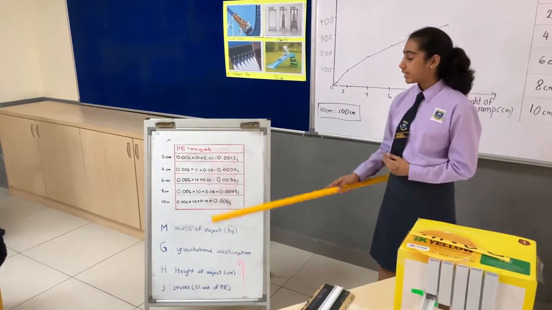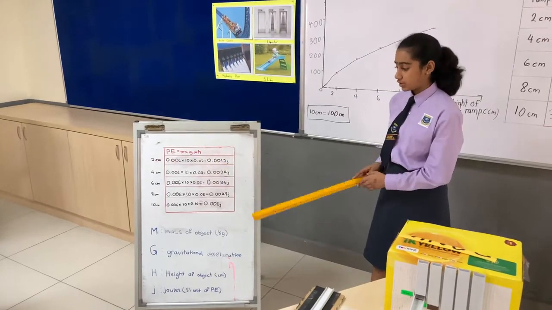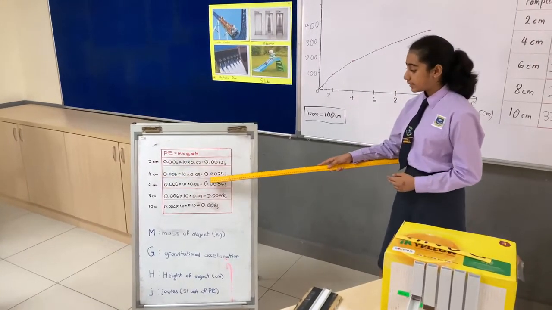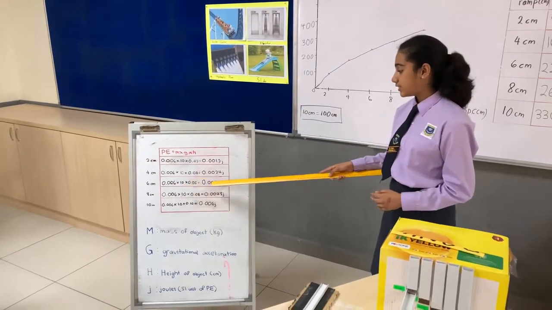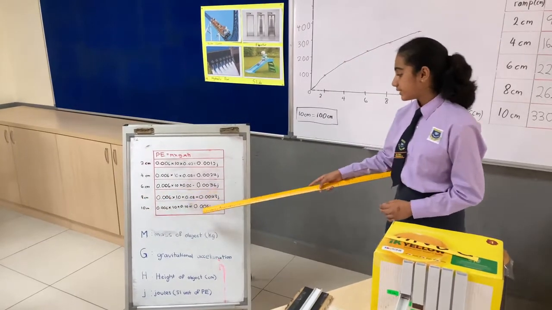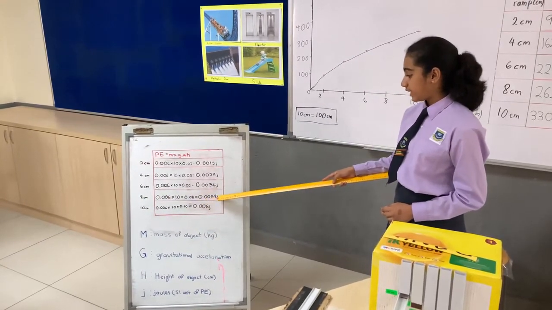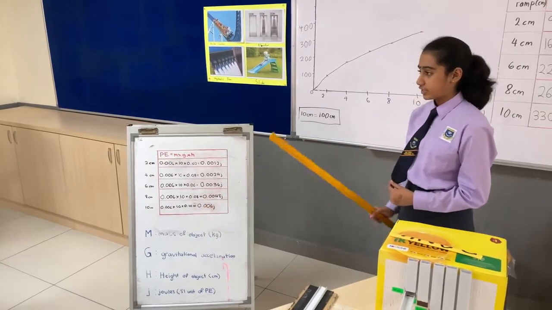At 2 cm height, the amount of potential energy is 0.0012 joules. 4 cm height, 0.0024 joules. 6 cm height, 0.0036 joules. 8 cm height, 0.0048 joules. Lastly, 10 cm height, 0.006 joules.